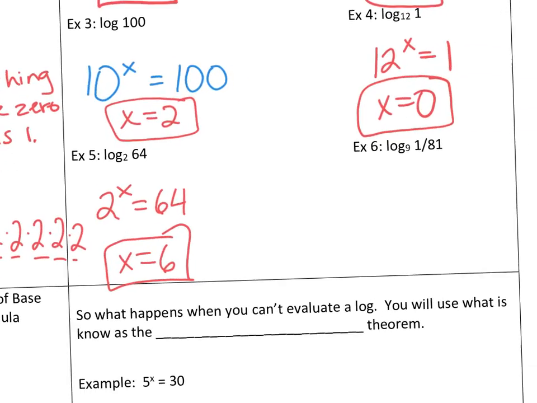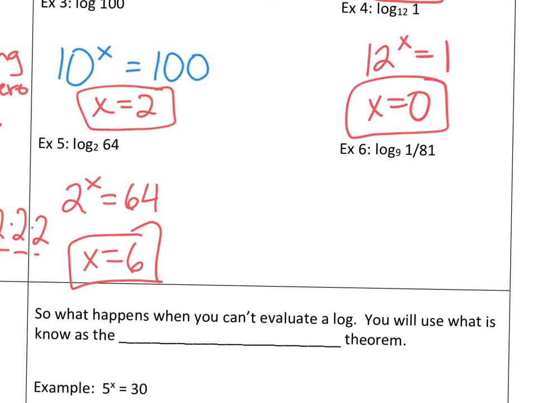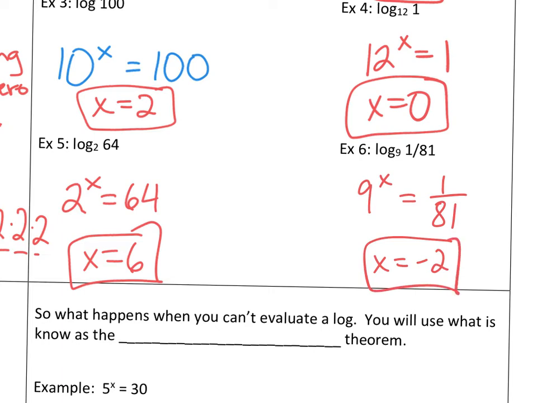Example 6. 9 to the x equals 1 over 81. Good. X is negative 2. We talked about that one. The negative power moves it down. We know 9 squared is 81, so it's got to be negative 2. There will be one like that on the quiz, so make sure we know that. Can have negatives. Questions on that?